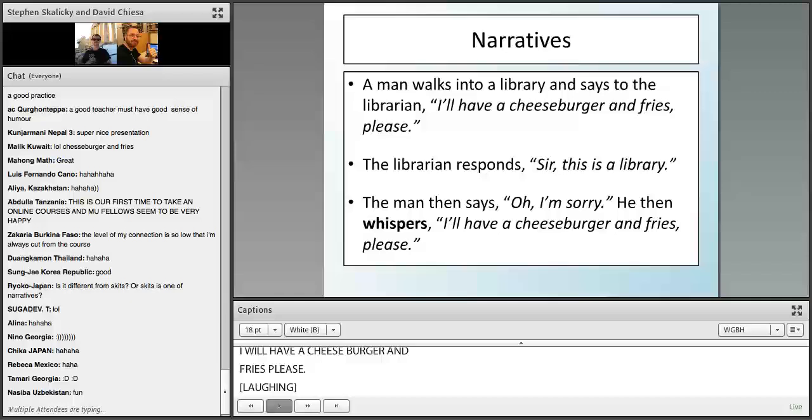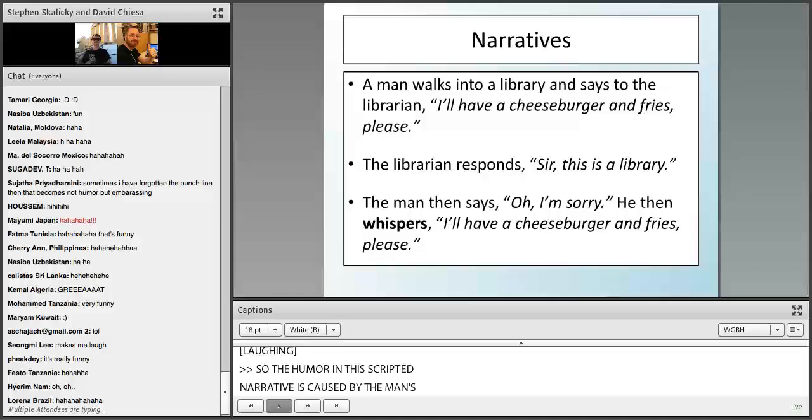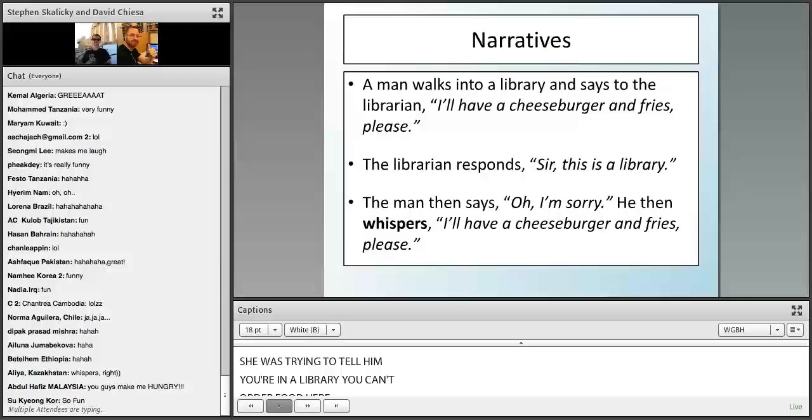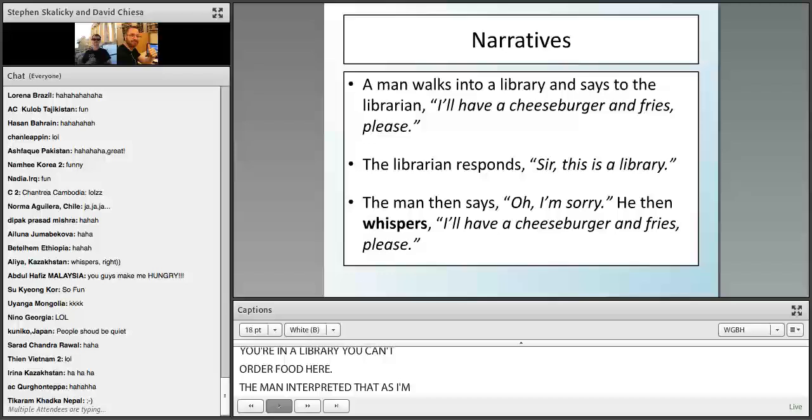She was trying to tell him, "You're in a library, you can't order food here." But the man interpreted that as, "I'm in a library, I need to be quiet." Okay, so that's essentially what narratives are, and I think we all know quite a few of these.